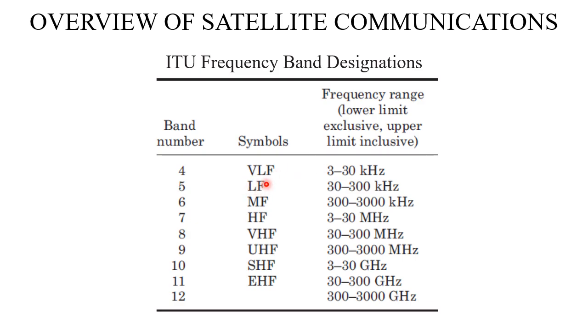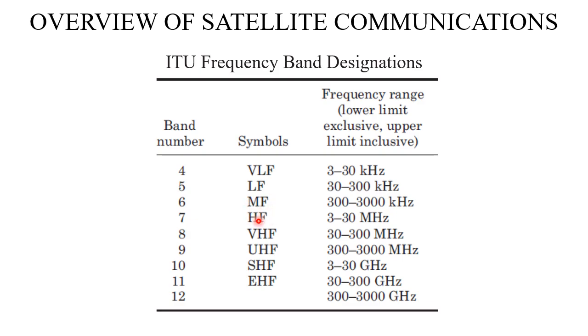Next band is the low frequency band. Its range is 30 to 300 kilohertz. This band is also useful for marine communication. Next band is the medium frequency band (MF). Range is 300 to 3000 kilohertz. This particular range of frequency is very much useful for AM broadcasting system.